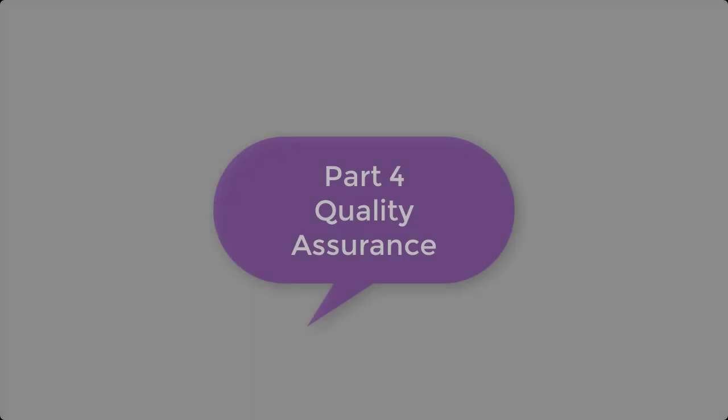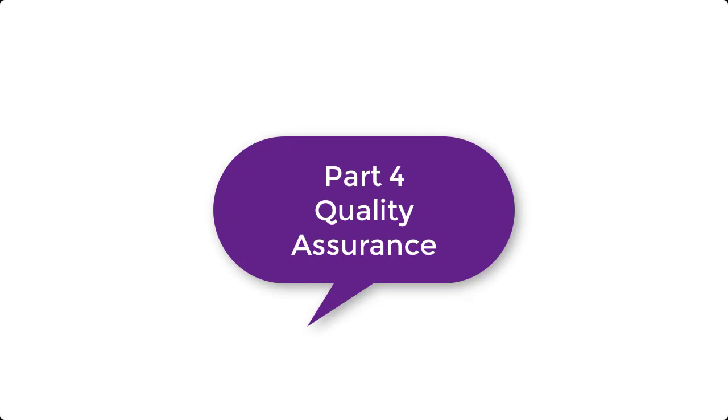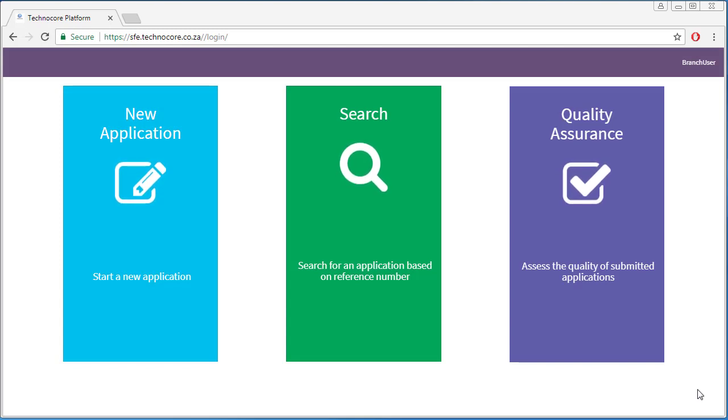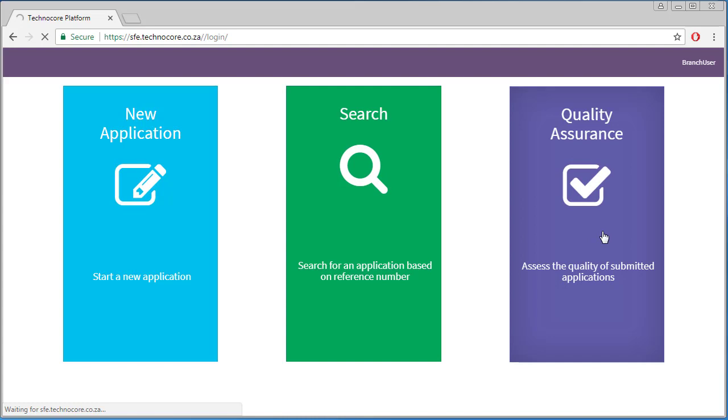The last step in the sales process is to confirm quality assurance before the sale is uploaded to the Hollard system. If you're a user with QA privileges, please pay special attention to this section. If you're a user with QA privileges, you will see a quality assurance button on your homepage. If you do not see this button, you are not set up as a QA user, and it is likely someone else in your branch is the QA user.